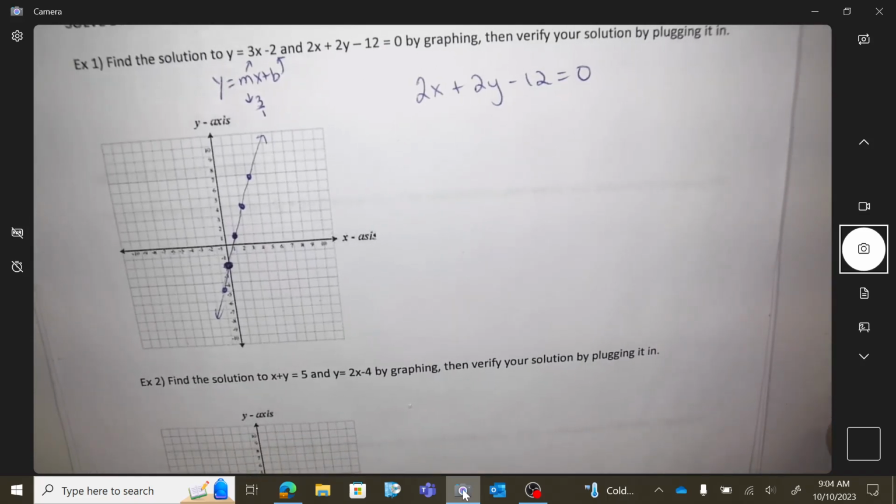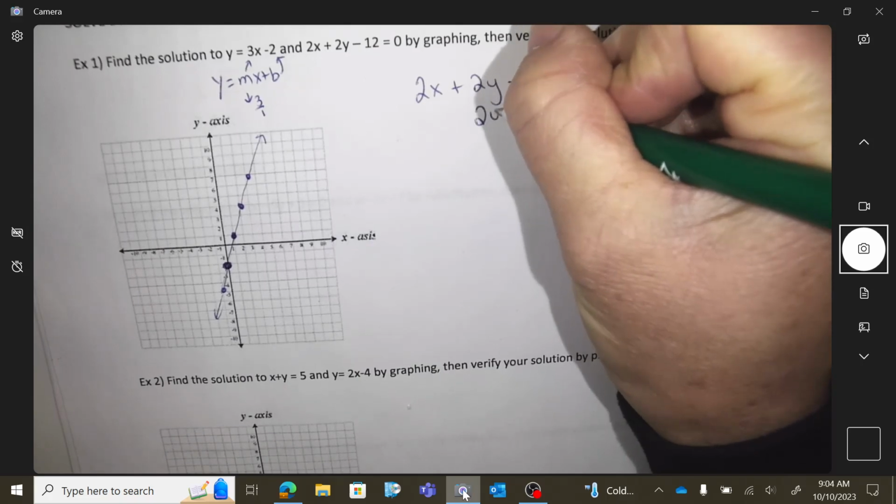Okay, graphing the other line. The other one is in general form. We learned we can do algebra or we can do the formulas. I'm going to pick algebra because then I just don't have to think about anything. It's just always the same.